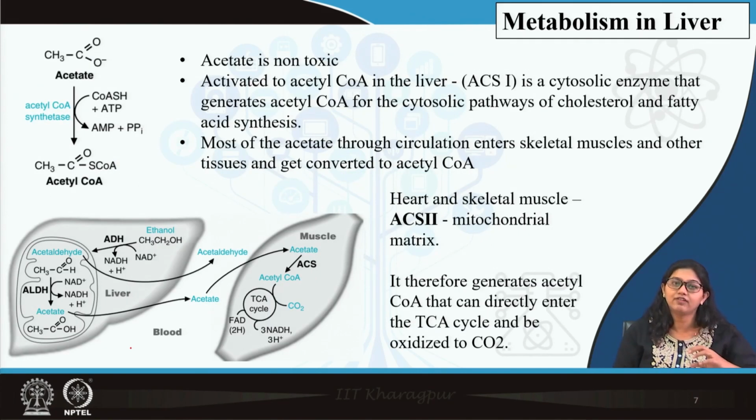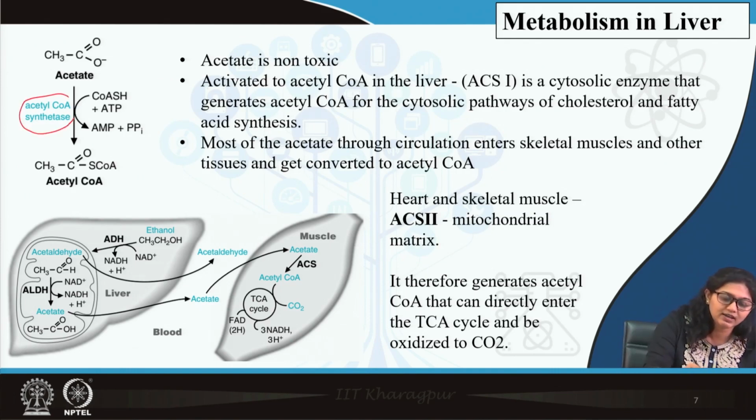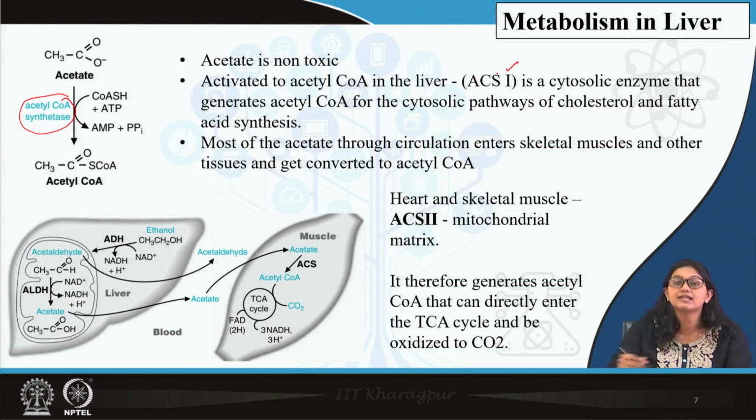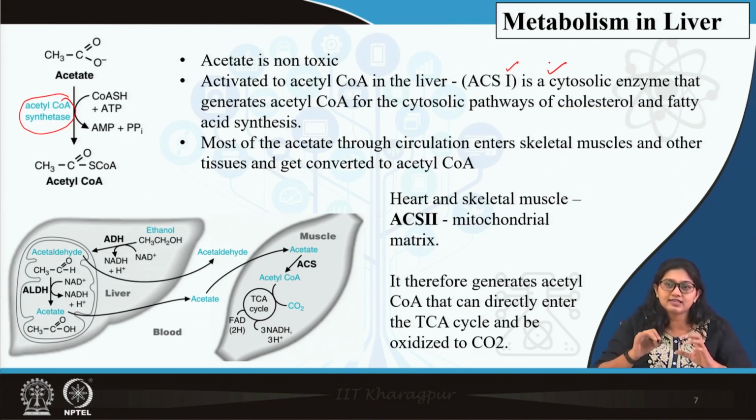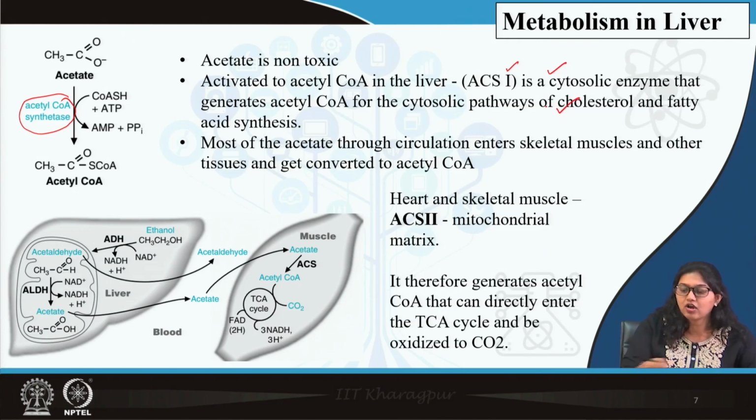Acetate, which is formed in liver, can be activated to acetyl coenzyme A, and the enzyme is acetyl coenzyme A synthetase. The major isoform is isoform 1, acetyl coenzyme A synthetase 1. Again, that is one cytosolic enzyme. Now, if you remember from the previous classes the fates of acetyl coenzyme A, then you will be able to memorize that the cytosolic acetyl coenzyme A is basically utilized for biosynthesis of cholesterol, fatty acids, like that.